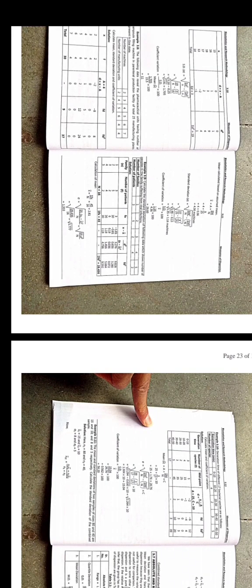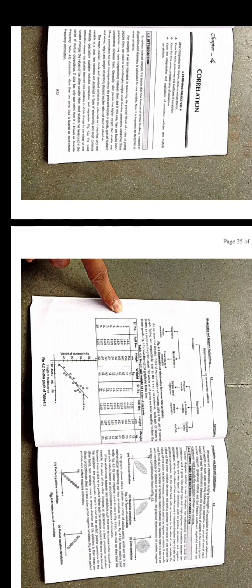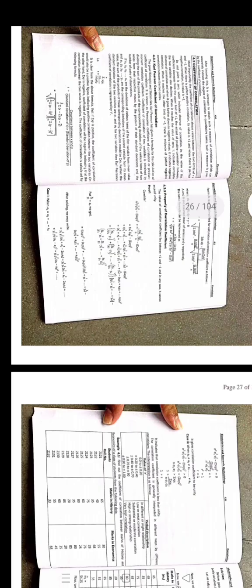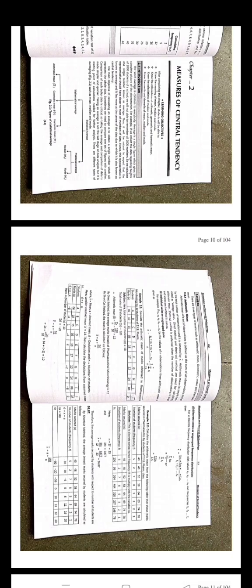Another topic is measure of central tendency. This central tendency is used to represent the entire series. It is the property of concentration of values around a central value. The concentration of values around a central value is known as central tendency.